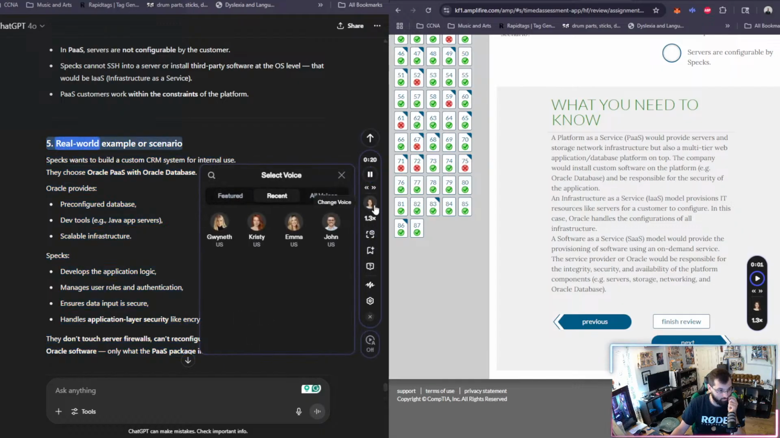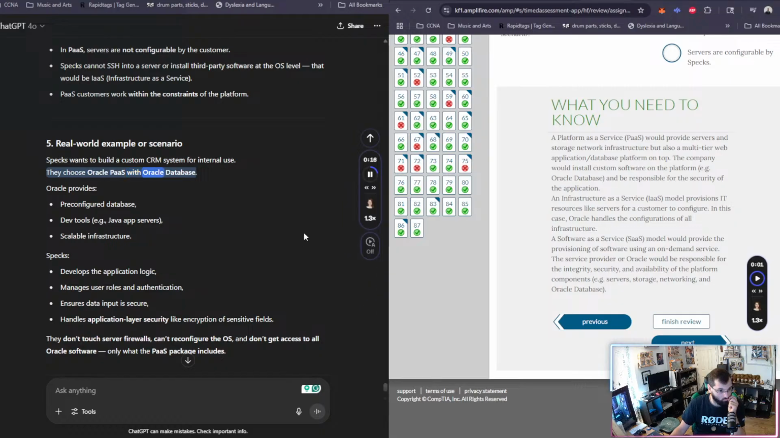Five. Real-world example or scenario. Specs wants to build a custom CRM system for internal use. They choose Oracle PaaS with Oracle Database. Oracle provides pre-configured database, dev tools, for example, Java app servers, scalable infrastructure. Specs develops the application logic, manages user roles and authentication, ensures data input is secure, handles application layer security like encryption of sensitive fields. They don't touch server firewalls, can't reconfigure the OS, and don't get access to all Oracle software. Only what the PaaS package includes.